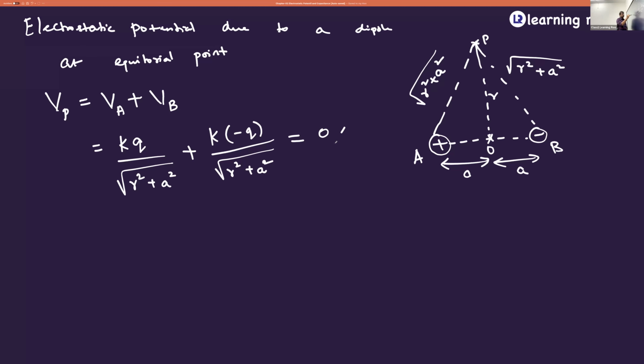Hence, they get cancelled. So this clearly indicates that when you take a dipole, right, at any point on the equatorial axis, the electrostatic potential is going to be zero, right? So electrostatic potential due to a dipole at equatorial point is always zero, unlike the electric field. Am I clear? Right. Make a note of this.